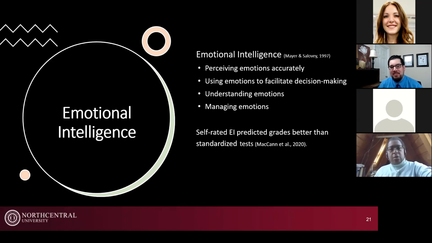Emotional intelligence is composed of 4 branches: perceiving emotions accurately, using emotions to facilitate decision-making, understanding our emotions, and managing them to upregulate positive emotions and downregulate negative emotions. Self-rated emotional intelligence was a stronger predictor of grades than standardized test scores.